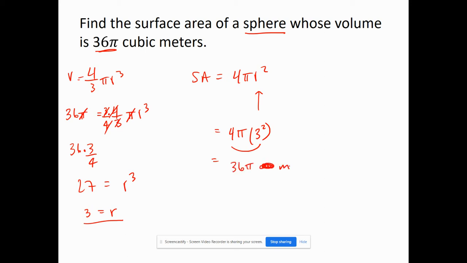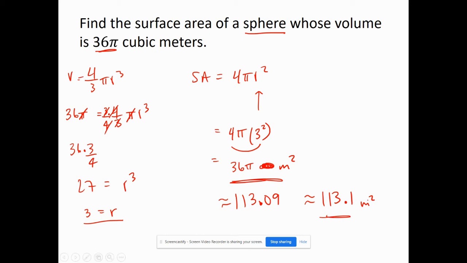So surface area would be square meters, so that would be exact. Or we can go to the calculator and it gives us about 113.09. So I'd probably have you round to 1 decimal place, which would be 113.1 square meters.